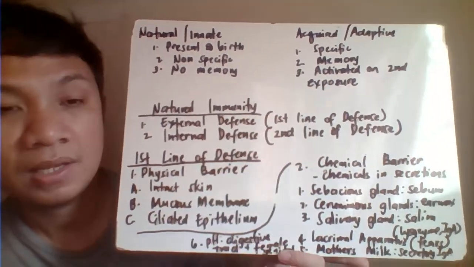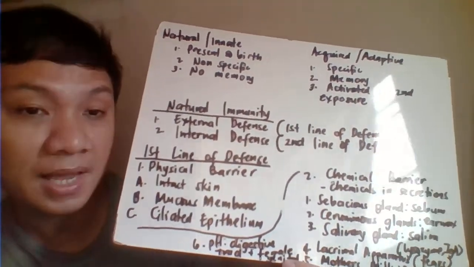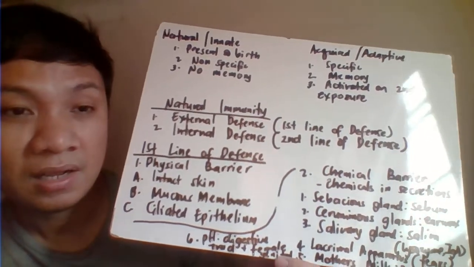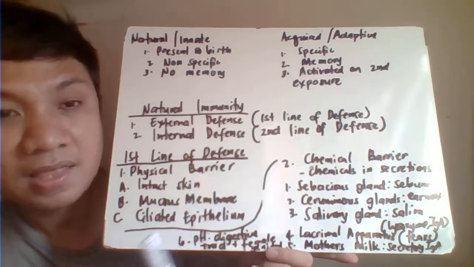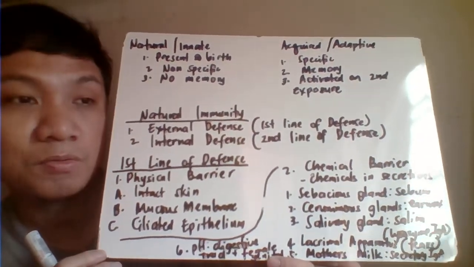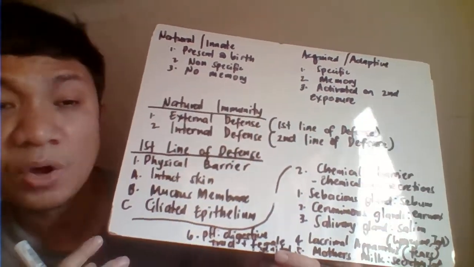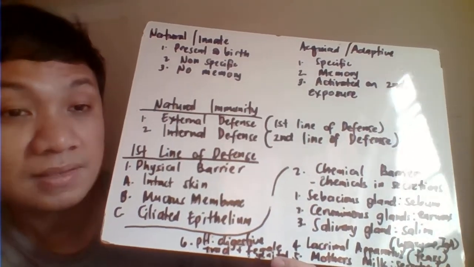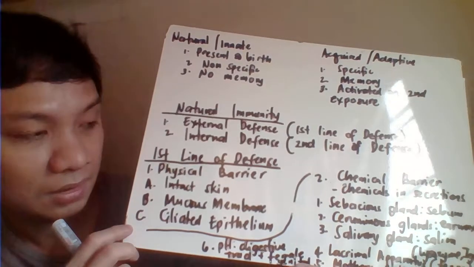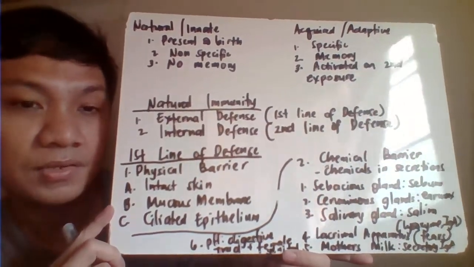But this one is activated only on the second encounter, where for the first encounter, you develop memory cells, and those memory cells will be the ones going to eliminate that pathogen. And only that, eventually that one is activated only on the second encounter. Okay, first we discuss our natural immunity.